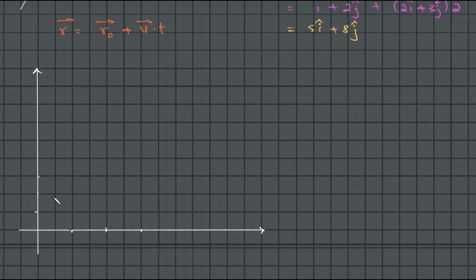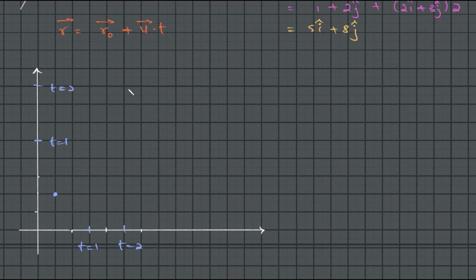Yeah, (1, 2) is over here. And the particle moves 2 units every 1 second. So this is the first second when t is equal to 1, and 2 more seconds when t is equal to 2. And here, 3 units up. So this is t is equal to 1 and t is equal to 2.